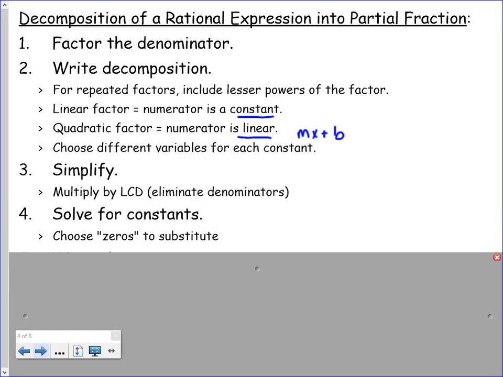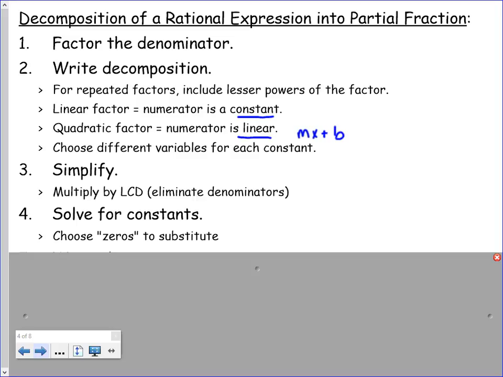Step 4. After you get that nicer equation, I call it the basic equation, just so that we all refer back to the same equation. When you get that basic equation, you're going to start solving for your constants. Remember, your constants are those capital letters, A, B, C, however many you have. To solve for the constants, my recommendation to make things go a little more smoothly is to choose the zeros of your factors as the numbers to substitute in for x. That will become more clear in our example.